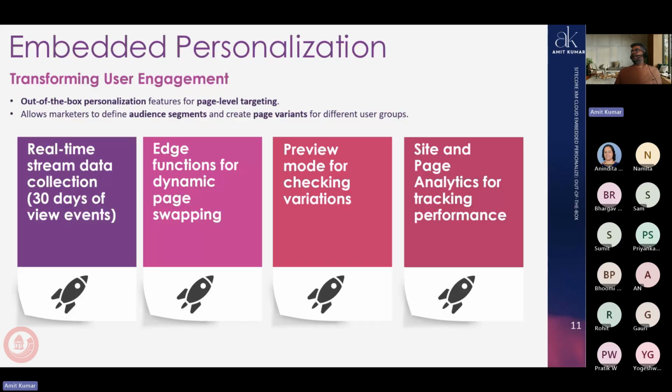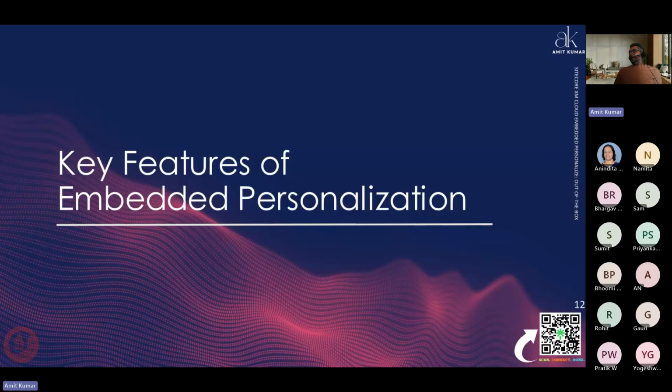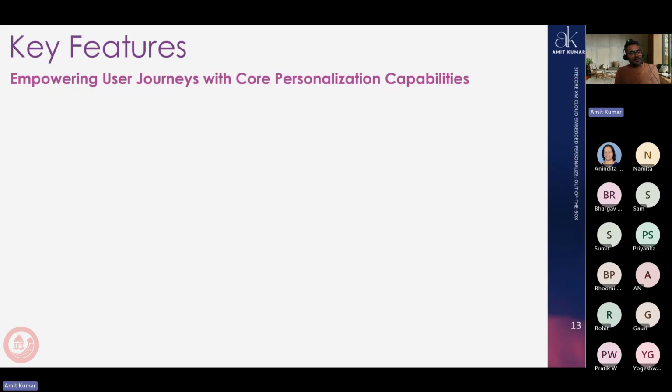So that is about embedded personalization. Now, what are the key features of embedded personalization? It will help you to empower the user journey, because whenever you have simple use cases where you are building a microsite, or a campaign site, or any informative website where you just need to change the content based on the current context of a user as well as the current behavior, in those cases it can help you to swap the content. So that's why the core personalization capabilities come inbuilt with the embedded personalization.